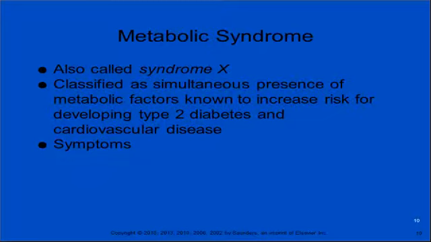Metabolic syndrome is also called syndrome X. It's the simultaneous presence of metabolic factors known to increase your risk for developing type 2 diabetes and cardiovascular symptoms. So some of the signs and symptoms that can be present from metabolic syndrome, of course, are abdominal obesity, a waist circumference of greater than 40 inches, hyperglycemia, fasting blood glucose level of 100 or greater, abnormal A1C.